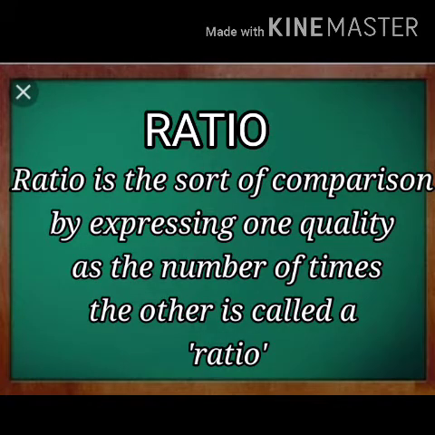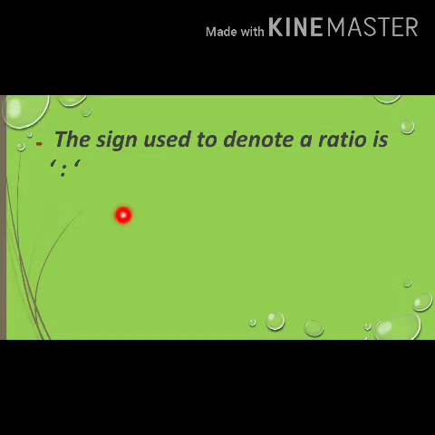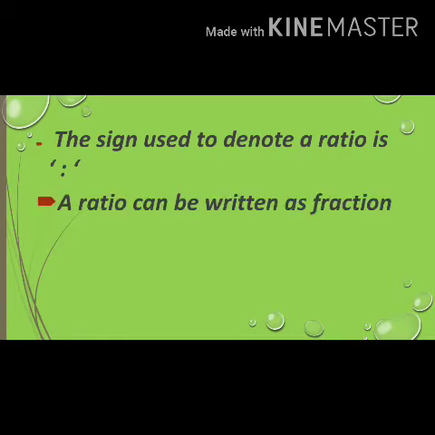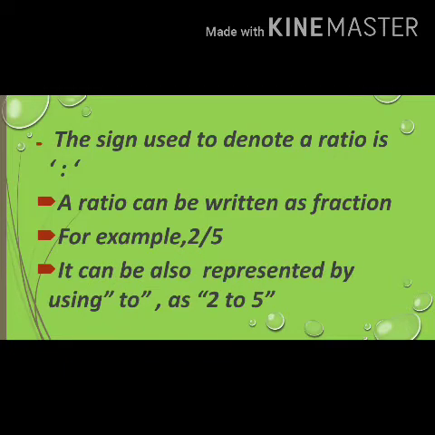Ratio. What is meant by ratio? Ratio is the sort of comparison by expressing one quantity as the number of times the other. It is called a ratio. The sign used to denote a ratio is colon. A ratio can be written as a fraction, for example, 2 by 5. It can also be represented using a colon. 2 by 5 can be written as 2 is to 5.